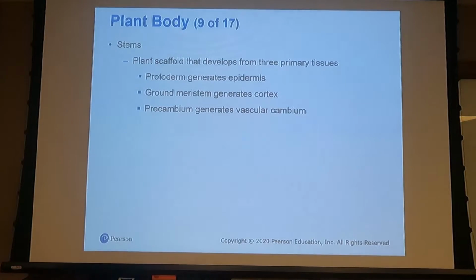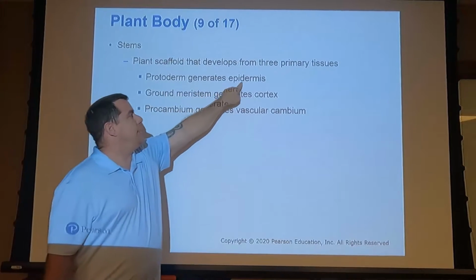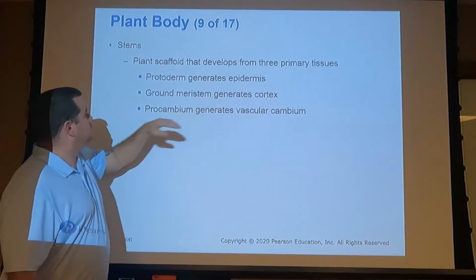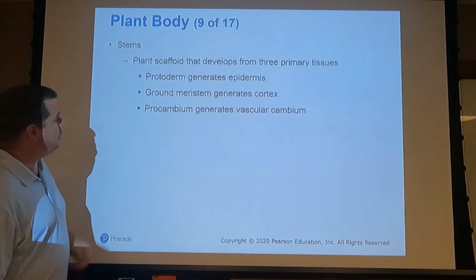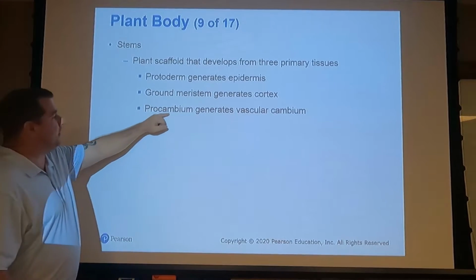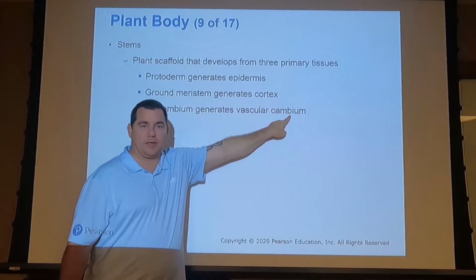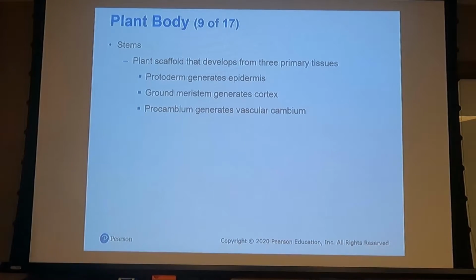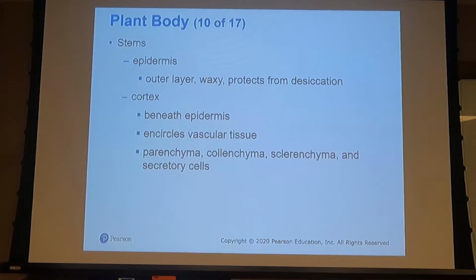And the procambium, which is going to generate the vascular cambium. So protoderm, derm, epidermis. Ground meristem generates the cortex. Procambium generates the vascular cambium. It's the easy way to kind of remember that. So I mentioned this before.